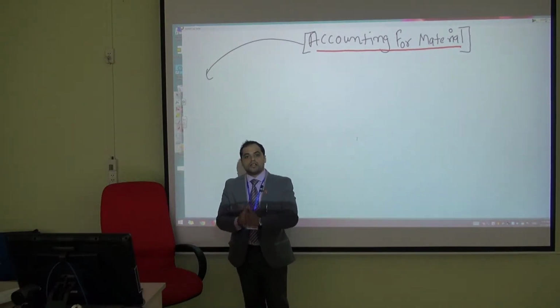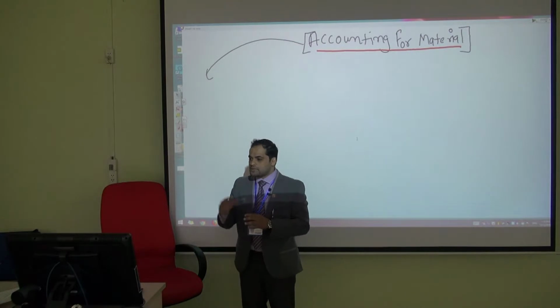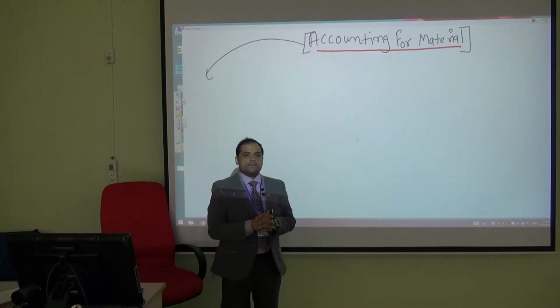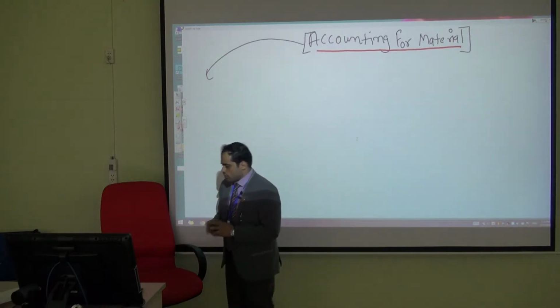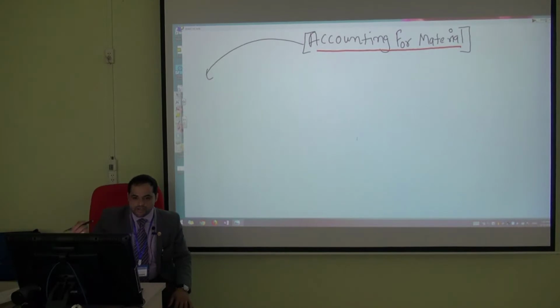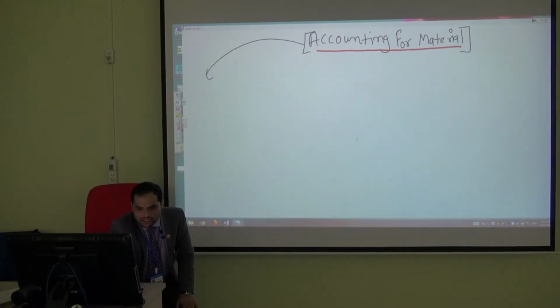So we're going to learn these learning outcomes in our topic 2, which is accounting for material. Alright, so now we start with the first learning objective, which is material control.